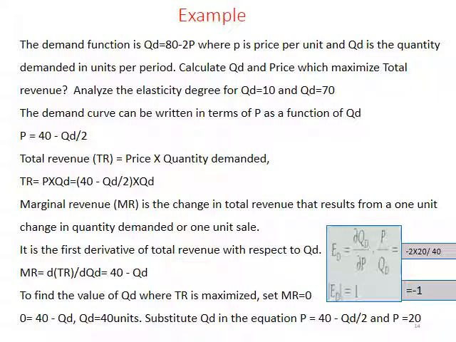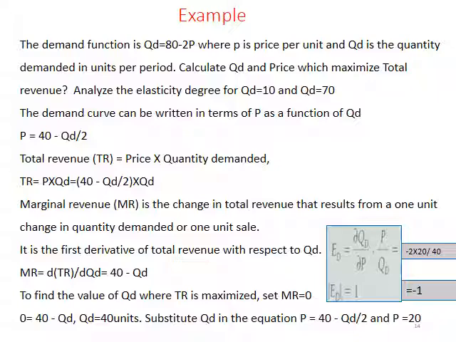And we know that total revenue is equal to price times quantity demanded, or quantity sold. So total revenue is price times quantity demanded. Price is given like this. Here is price.